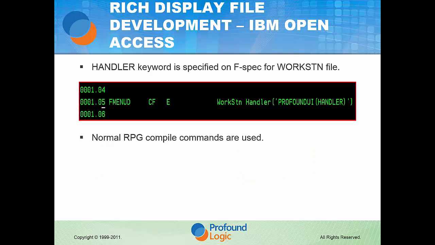So the only difference you need to make to your program is to add this handler keyword on the F-spec of your display file. So there's one line of code needed to change in your program. You then recompile over the rich display file, and the program that you've been developing for the past 10, 20, 30 years will still operate, as long as it's ILE programming. RPG III will need to be converted, of course, to ILE.